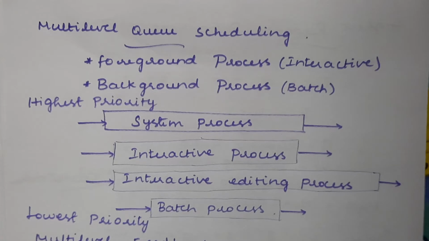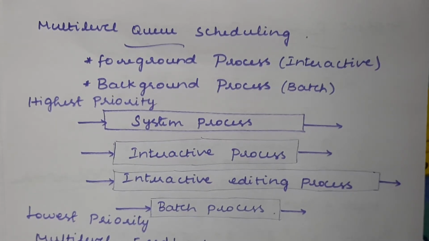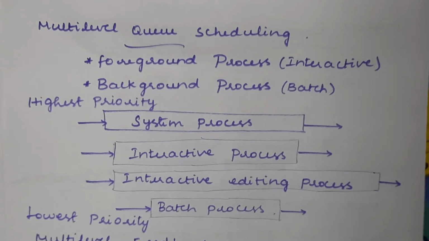So we have a lot of different levels of queue in the ready queue. So that is what multi-level queue is. So how can the different levels of queue be maintained in the ready queue?